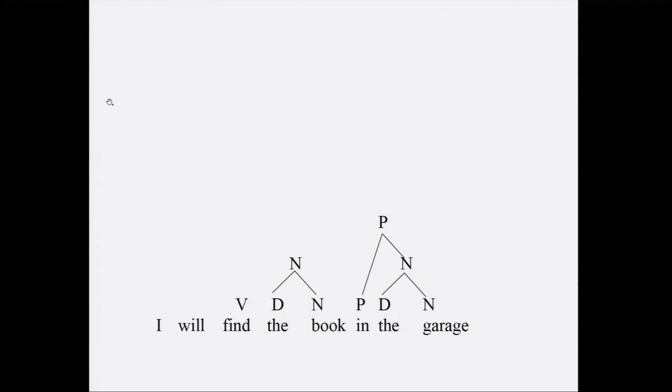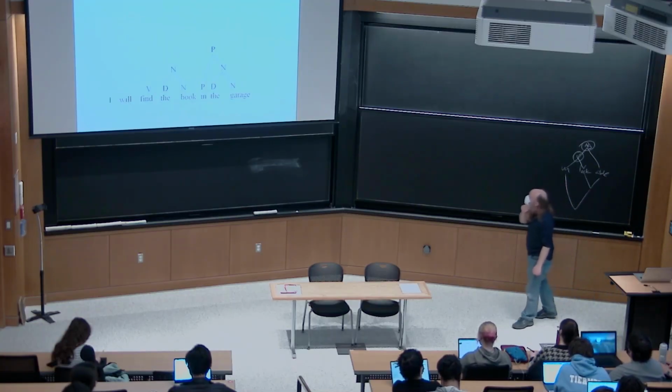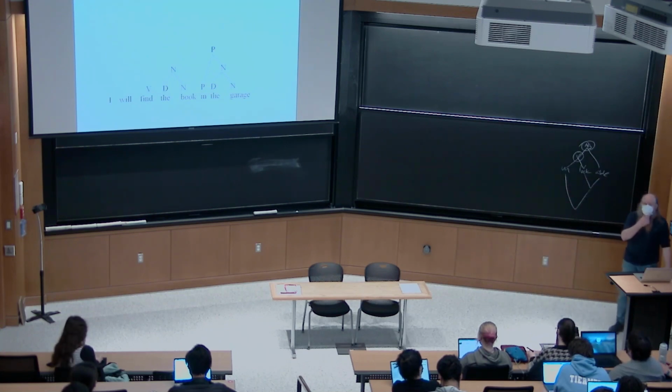So we're going to merge in together with the node that we created by that first instance of merge, the garage, that larger N. Yeah, so we'll merge P with that larger N, and we'll get a larger P, a phrase with the label P. So what you could call a prepositional phrase.